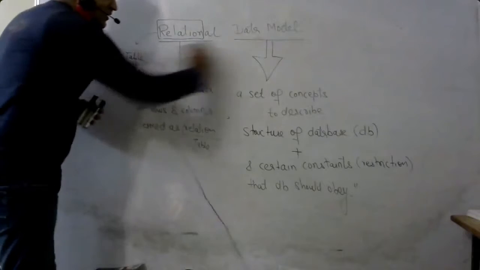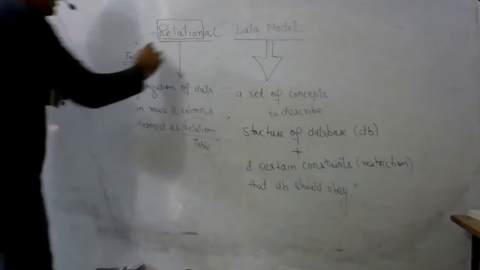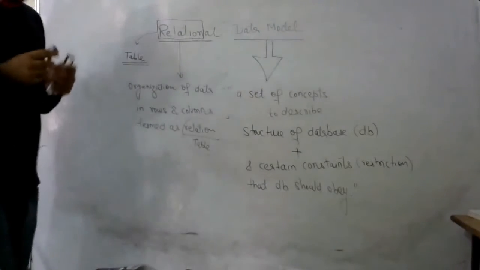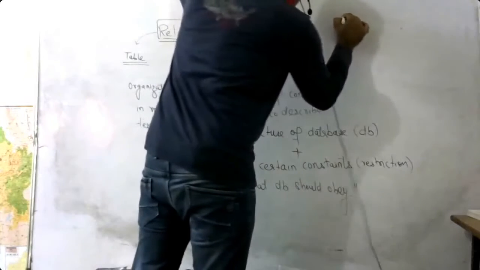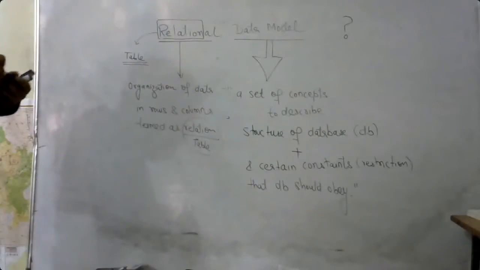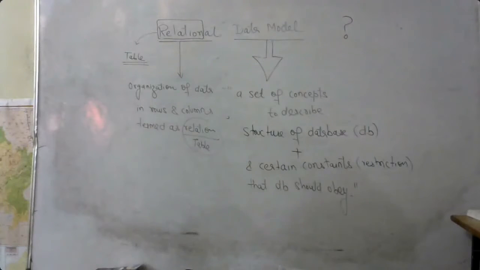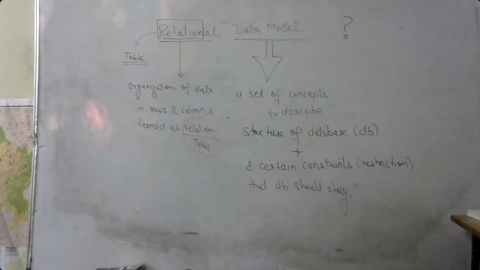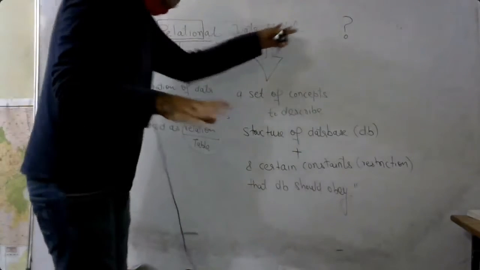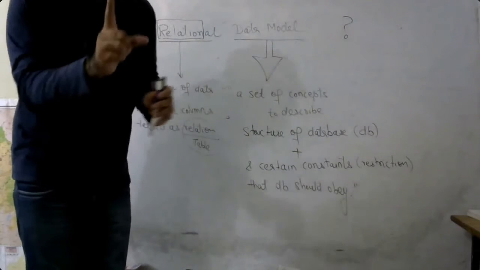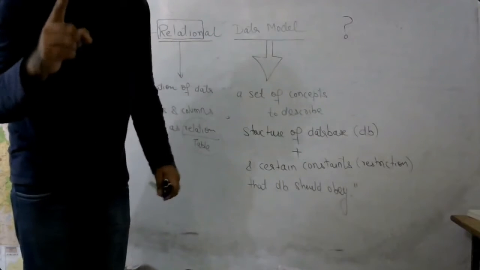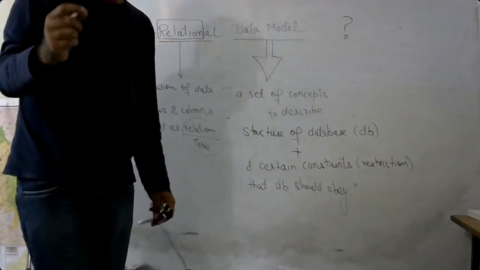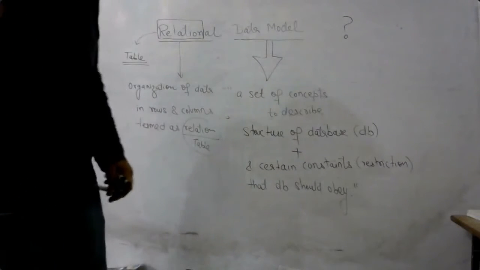Now we have the complete term here, that is relational data model. Now we will talk about who gave this concept, relational data model. If we talk about the person or the organization that gave this concept: data models are of different types, and we are going to cover here only the relational data model.